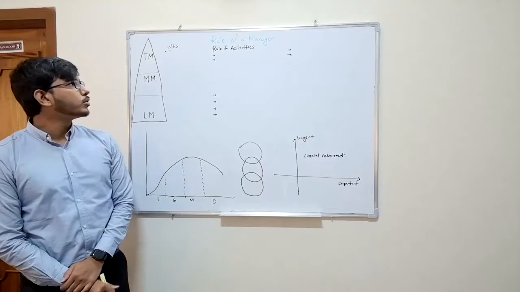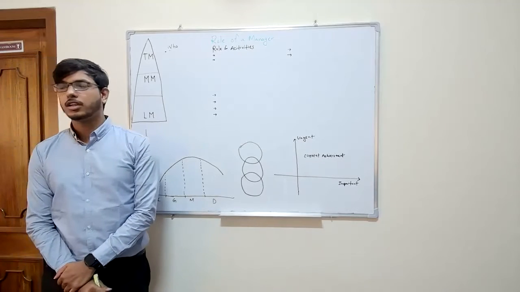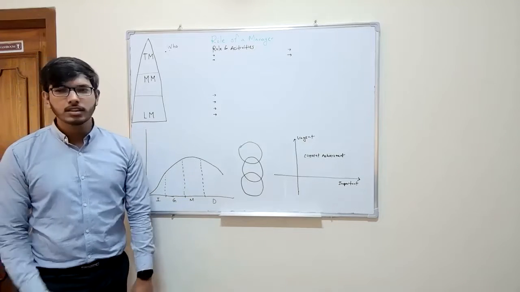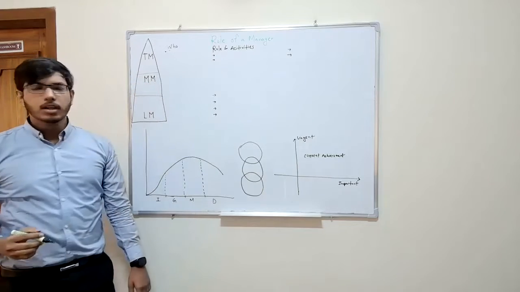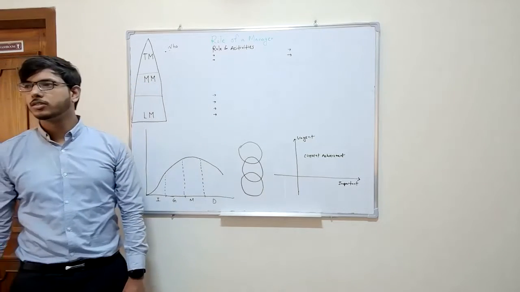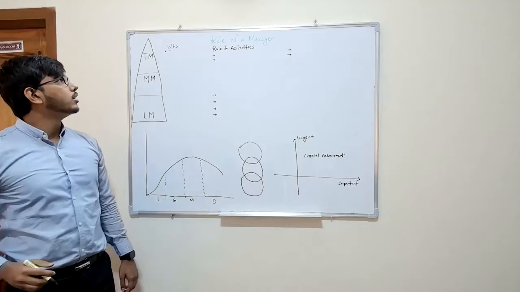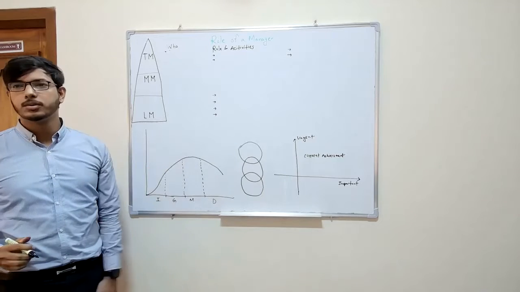Today, I'm going to talk about the role of a manager in an organization. As you know, there are three levels of management: first of all, top management, middle management, and lower management. We have to think about who is in which level of management.